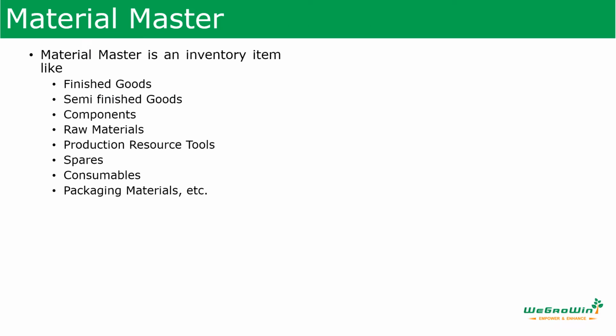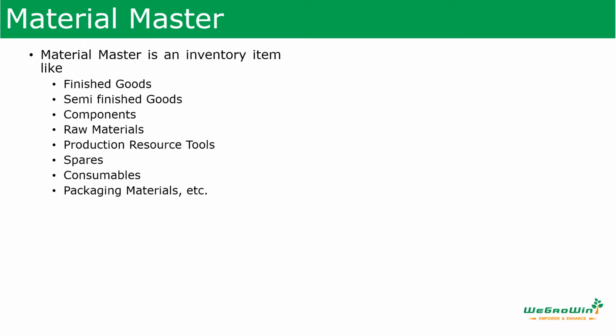A material master is whatever the company wants to maintain as an inventory item. Examples of material item are like finished goods, semi-finished goods, components, raw materials, production resource tools, spares, consumables, and many other items.